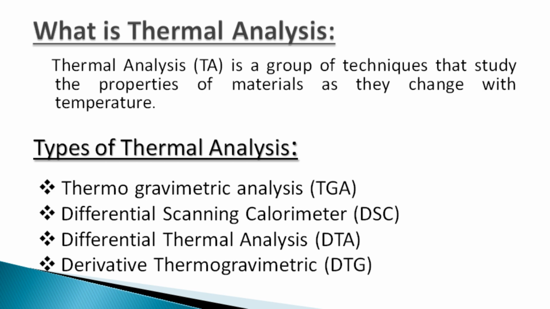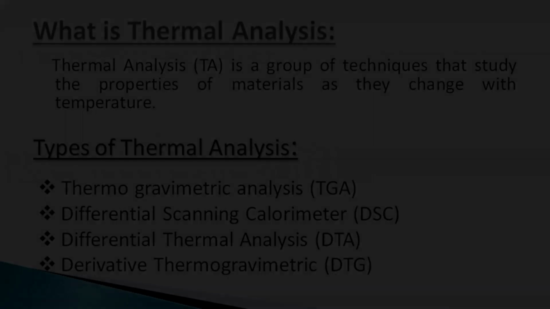Thermogravimetric analysis, TGA. What is thermal analysis? Thermal analysis is a group of techniques that study the properties of materials as they change with temperature. Different types of thermal analysis techniques: thermogravimetric analysis (TGA), differential scanning calorimetry (DSC), differential thermal analysis (DTA), and derivative thermogravimetric (DTG).